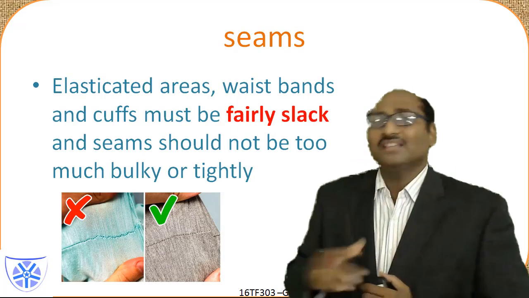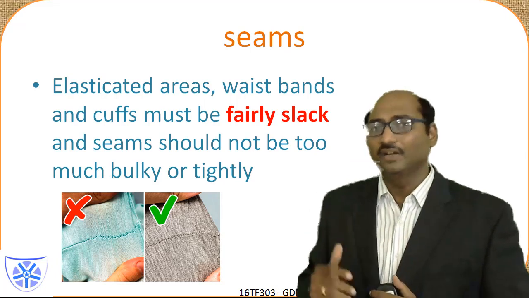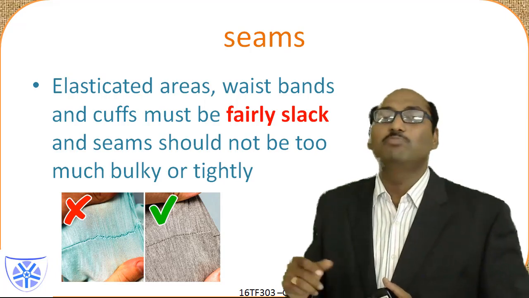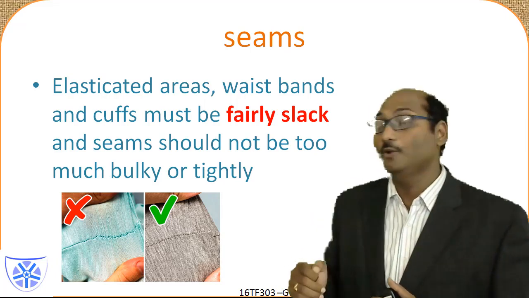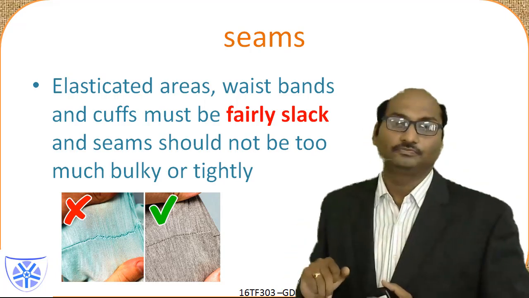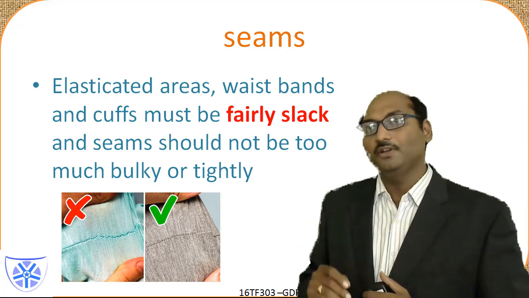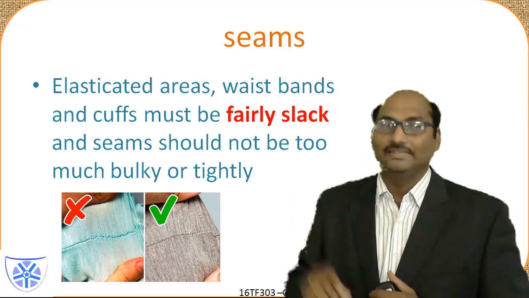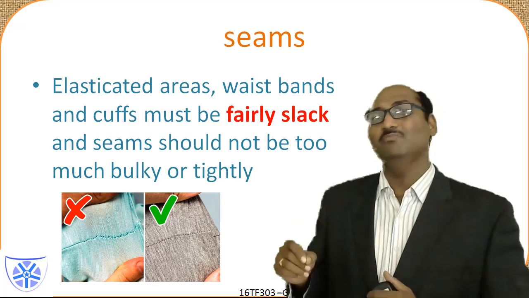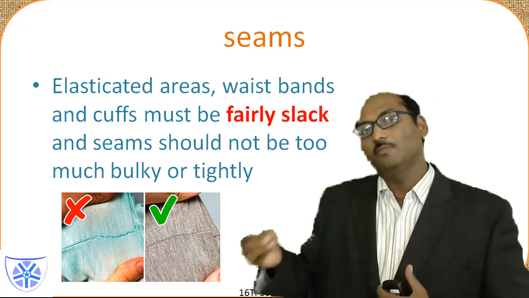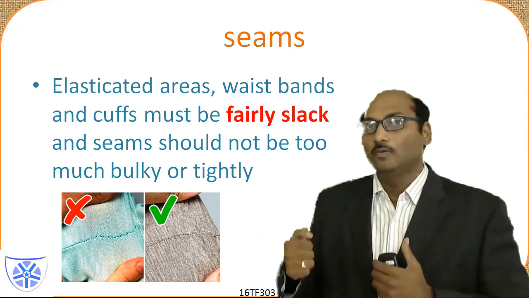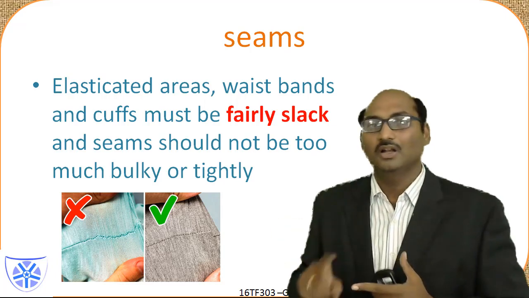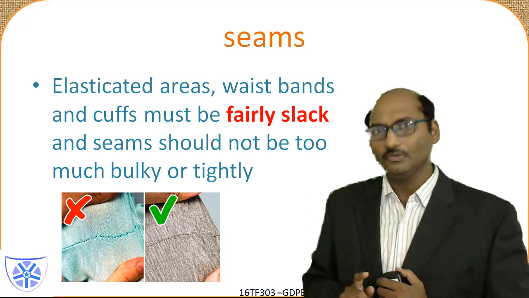In the elasticated areas, the waistbands and cuffs must be fairly slack. They should not be too tight, and the seam should not be too bulky or tight. What happens if it is too bulky? The dye may not penetrate into the bulky seam. What happens if it is a tight seam? It is already tight, and the sewing thread may shrink further, creating even tighter seams and may cause puckering.